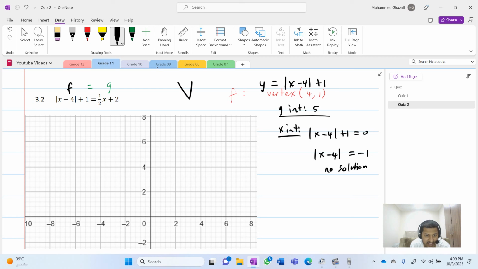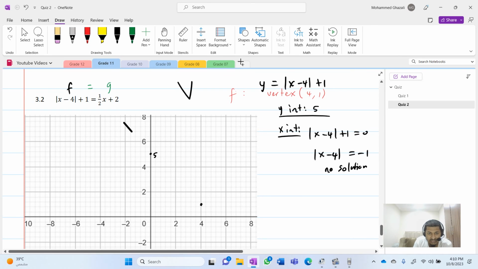So in order to sketch this graph, we need the y-intercept, which is 5. 5 is somewhere in the center, 4, 5. And the x-intercept is nothing. Vertex is 4, 1. That's my vertex. Vertex is somewhere around here. X value 4, y value 1. That's my vertex there. 4 and 1.